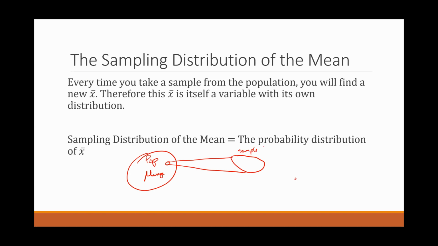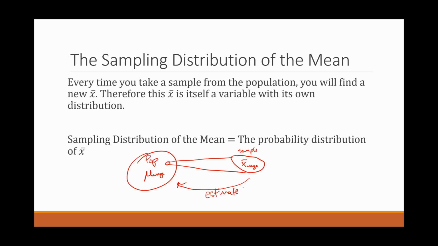And what we're going to do is we will calculate the average wage for our sample. And that would be called X bar, X bar wage, the average wage for our sample. And this average wage is our estimate of the population wage.